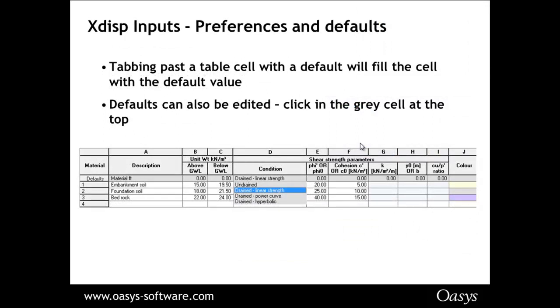Just in terms of shortcuts, I am going to run through this in the demo, but you have an option of inputting defaults within Xdisp or within any kind of program table. As you can see, we've got these defaults in here, and you can change them yourself. And then if you tab through the default in a cell, you take the value from that cell, and it comes through into the cell. So it saves you from having to type things in.